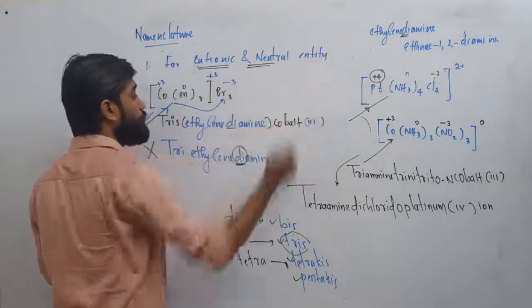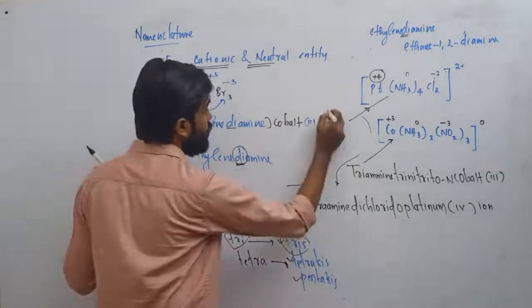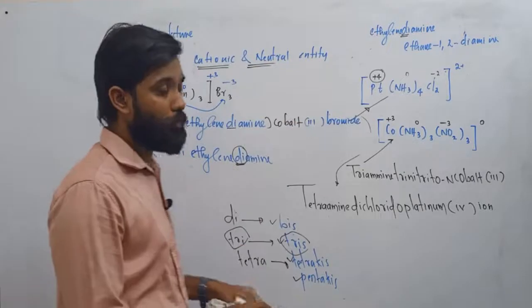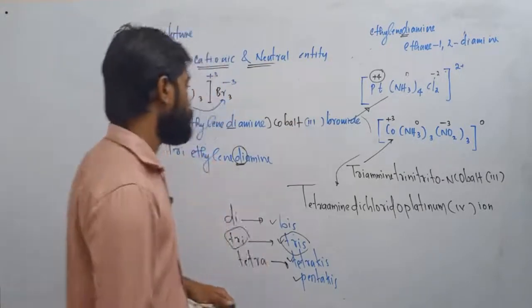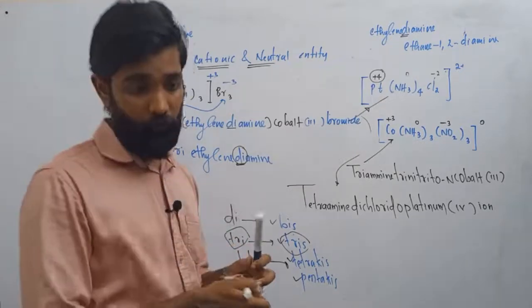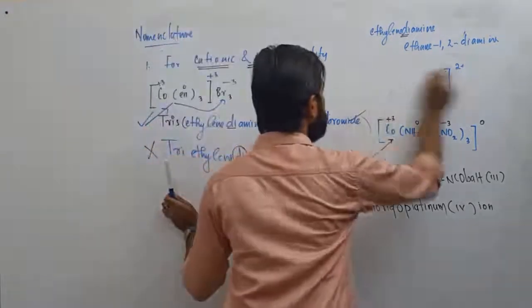Next, your counter ion. For the counter ion, you have to mention the nature. No need for a number. It's not tribromide. It is bromide, enough. Okay, fine. I'll give you one more example regarding this one. Wait, then it will be clear for you.